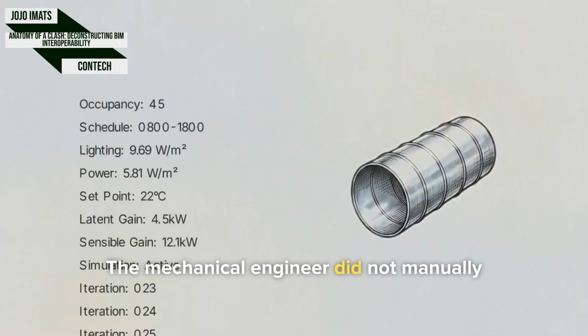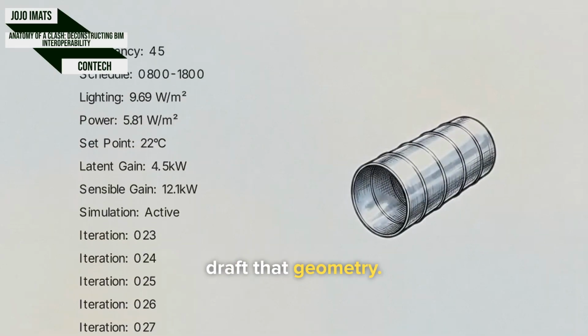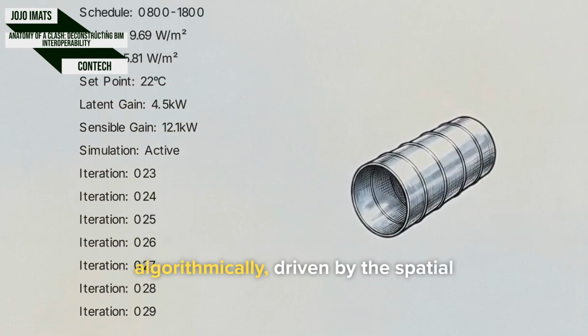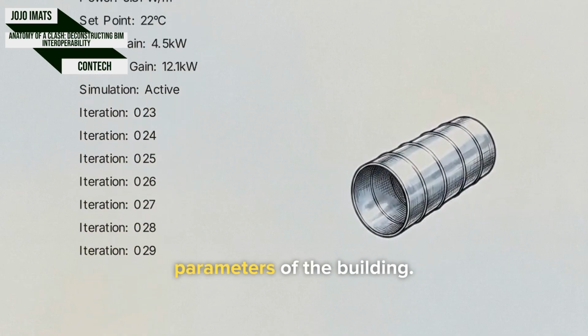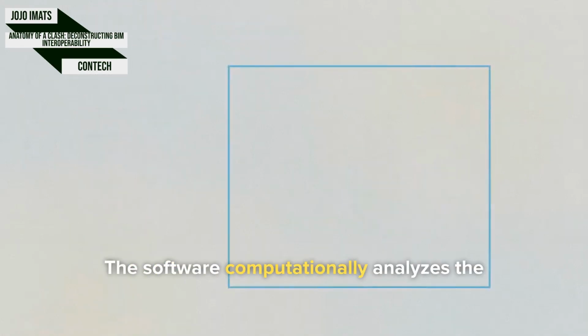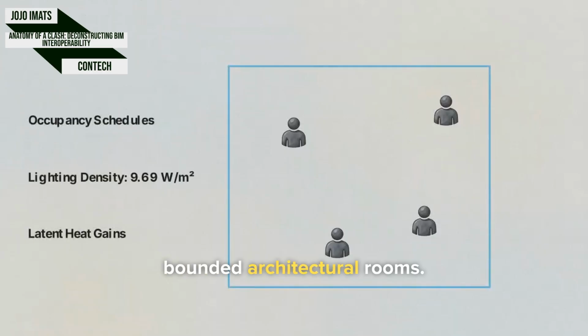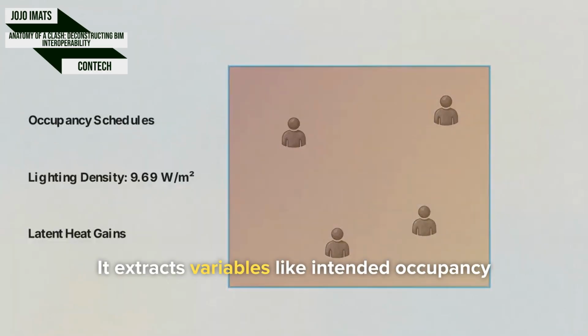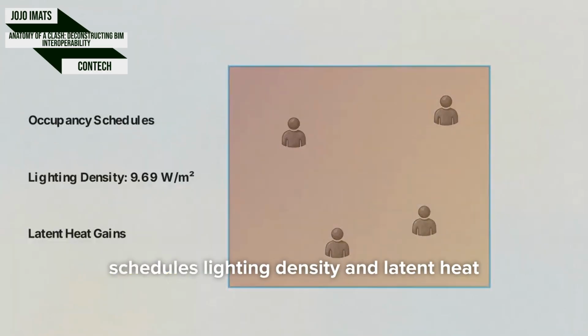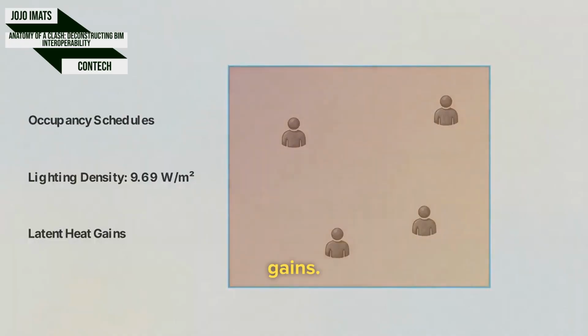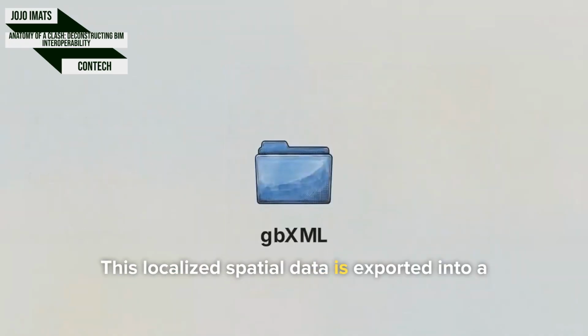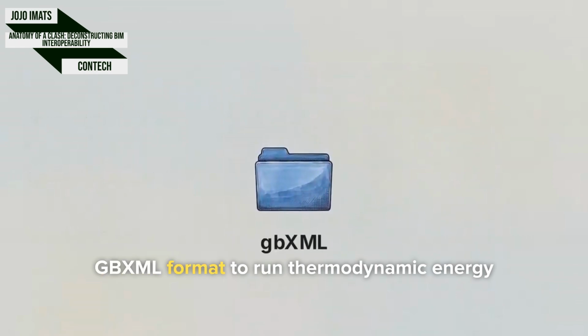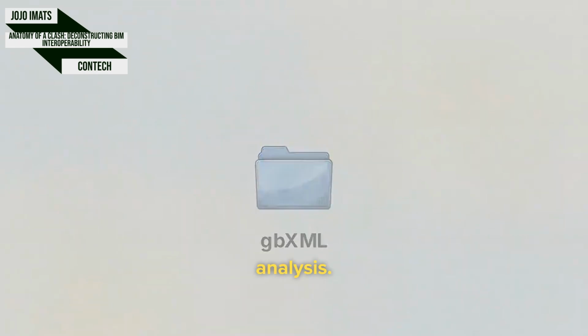The mechanical engineer did not manually draft that geometry. The duct's dimensions are generated algorithmically, driven by the spatial parameters of the building. The software computationally analyzes the bounded architectural rooms. It extracts variables like intended occupancy schedules, lighting density, and latent heat gains. This localized spatial data is exported into a GBXML format to run thermodynamic energy analyses.